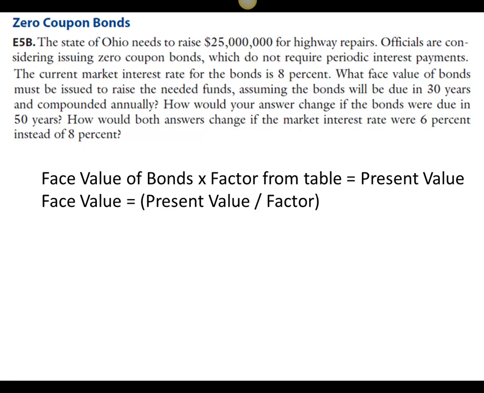So we look at how the equation works, and we're used to taking the face value of the bonds times the factor from the table and giving us present value. But in this situation, we want to know what the face value is. So we rearrange the equation a little bit, and the face value is going to equal the present value divided by the factor from the table based on 30 years or 50 years when we change it, and then either 8% or 6%.